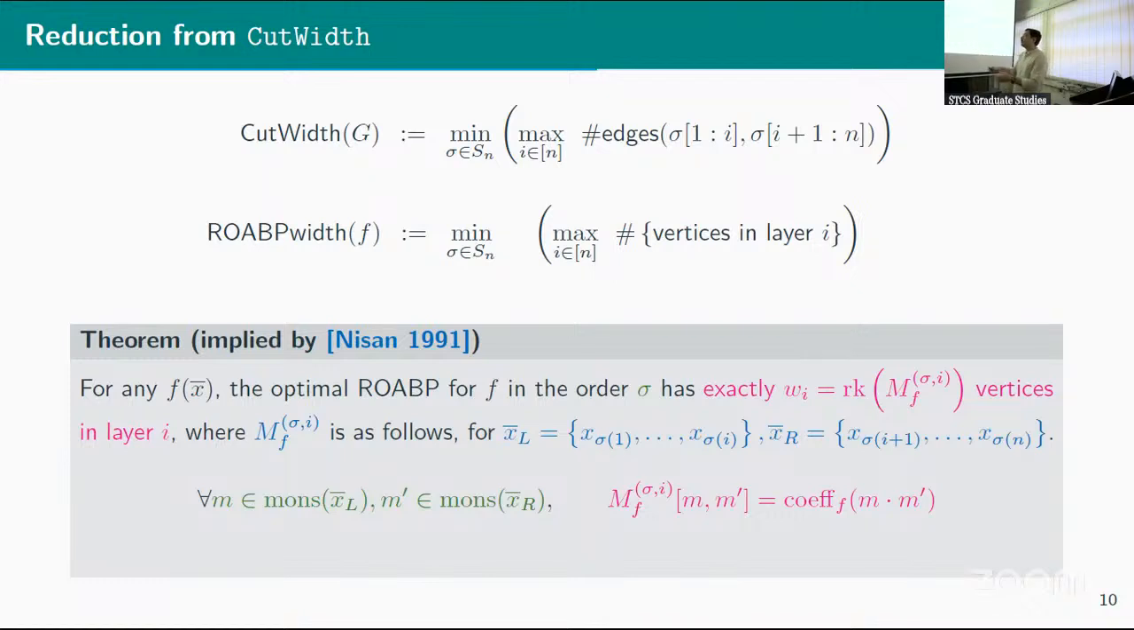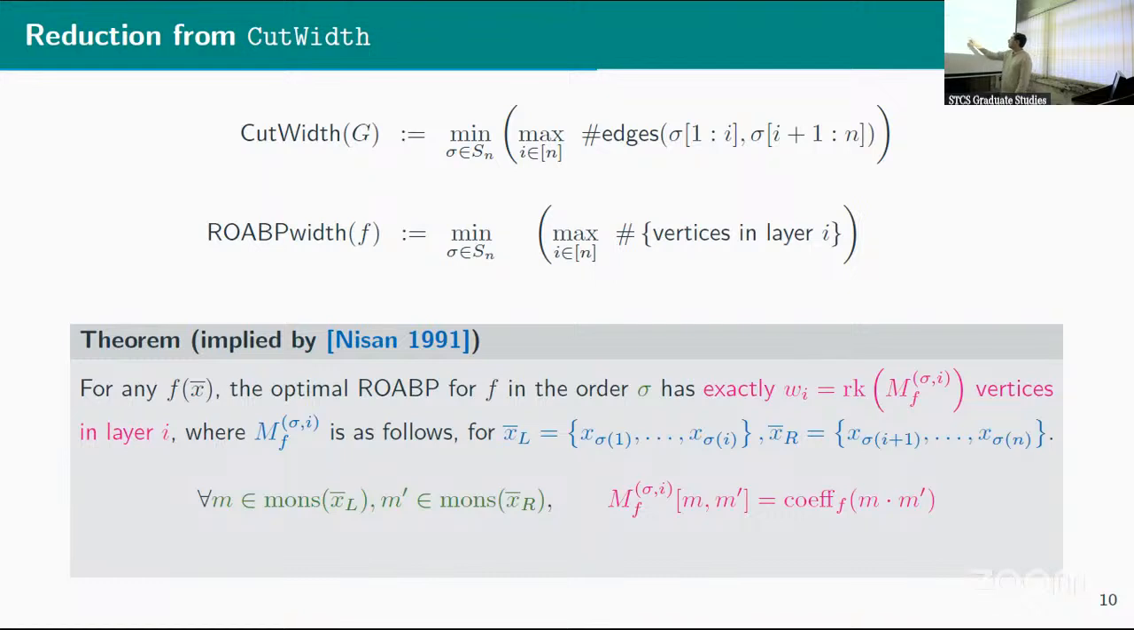So what is this matrix? I told you it's already like a communication matrix. You want to know the width in the ith layer. So you have read i variables, right? Think of these as the Alice variables, and these are the Bob variables. The rows are going to index monomials, because this is the algebraic setting: monomials over the first i variables according to sigma, and the columns are monomials in the other n minus i variables according to sigma. So the left and right variables.